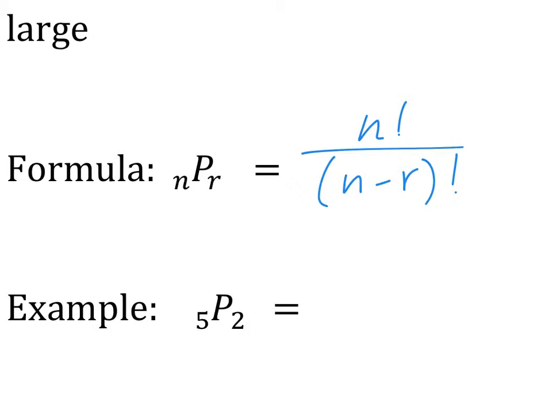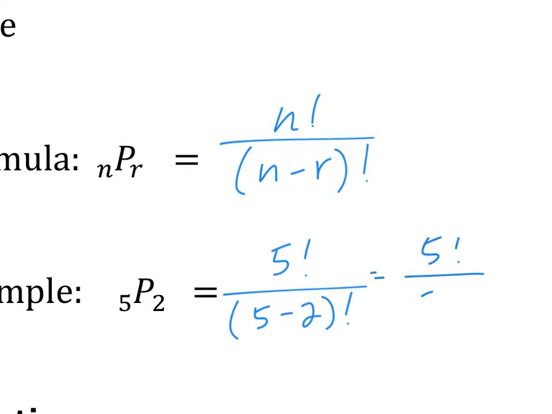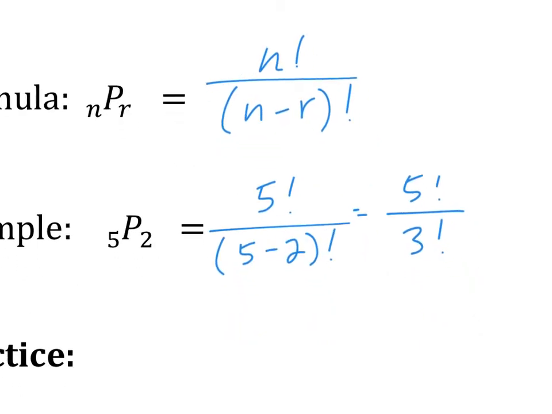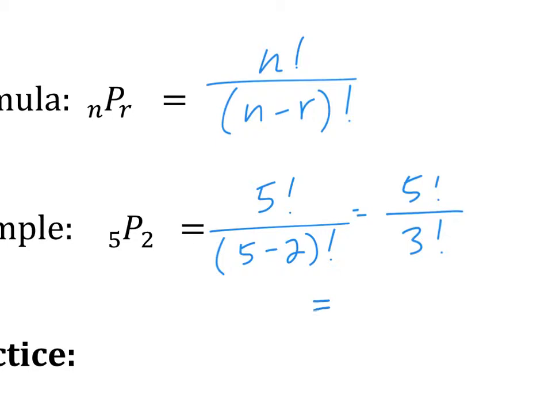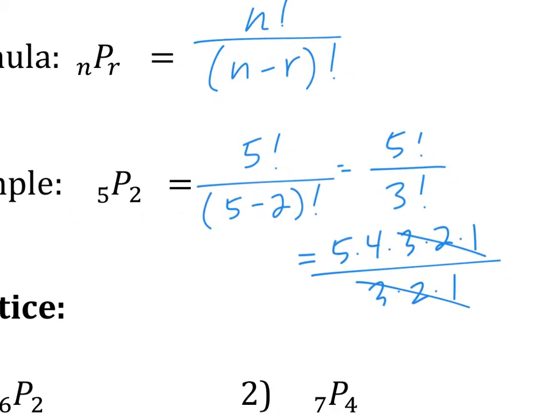For example, 5P2. 5P2 is going to be 5 factorial divided by 5 minus 2 factorial. So what you do with the 5 minus 2 factorial is you just do PEMDAS. So you do the parentheses first. So that's going to be 5 factorial divided by 3 factorial. Okay, so let's just do this by hand, and then I'll show you how to do this on the calculator. 5, 4, 3, 2, 1, divided by 3, 2, 1. So 3, 2, 1 is going to cancel. It's just 5 times 4, which is 20.